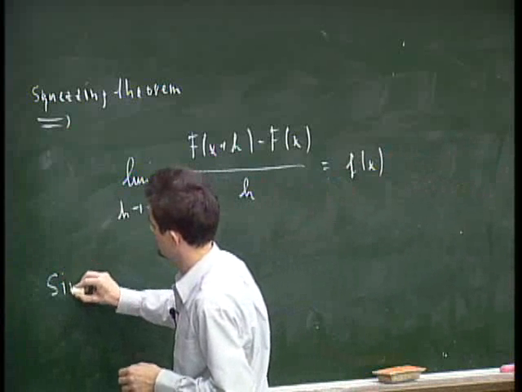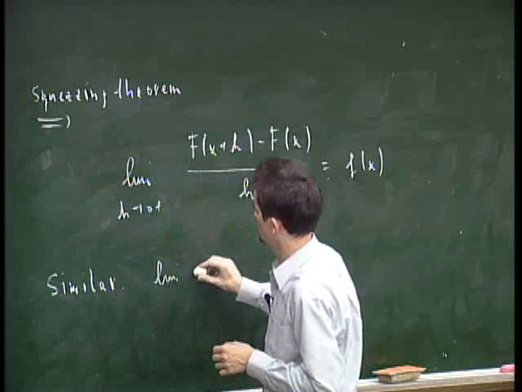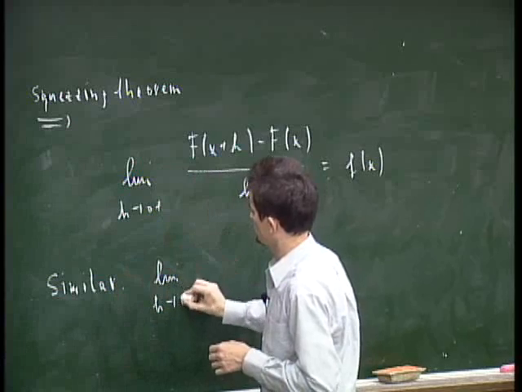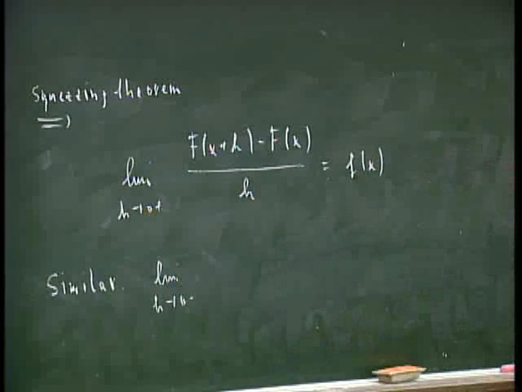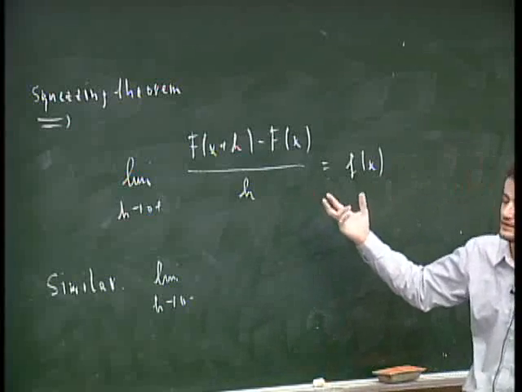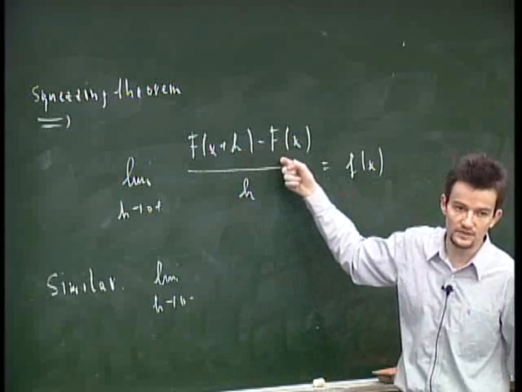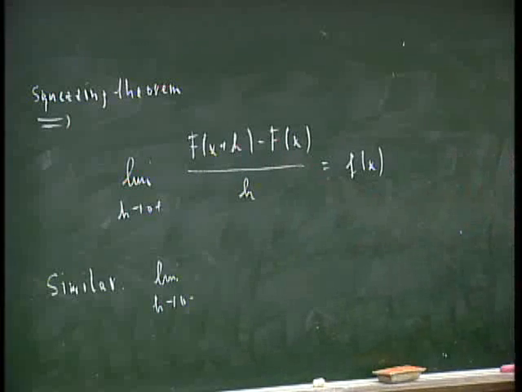Similar for the limit as h tends to 0 from the left, you will get the same result. So overall, this limit here exists and is equal to f of x. Or in other words, because of the definition, the function f is differentiable at the point x, and its derivative is given by f of x. And this is what we actually wanted to prove.